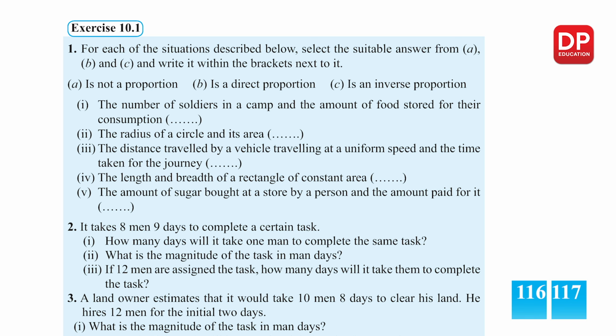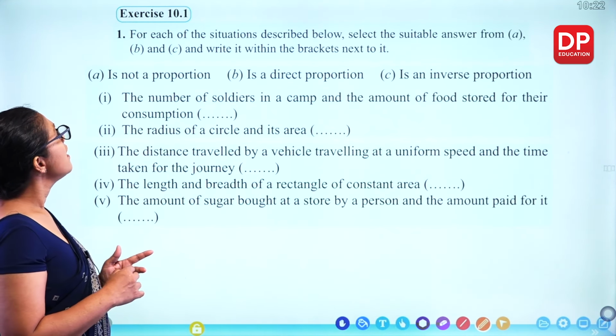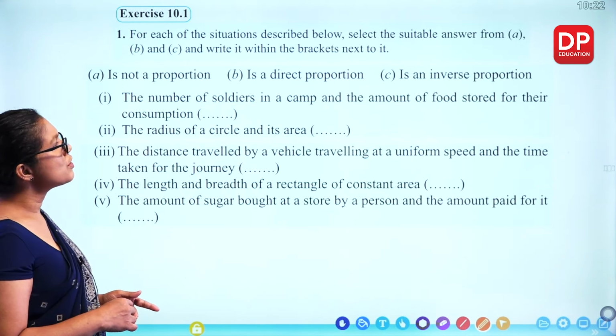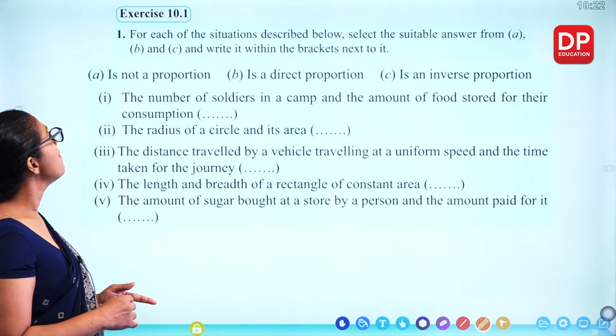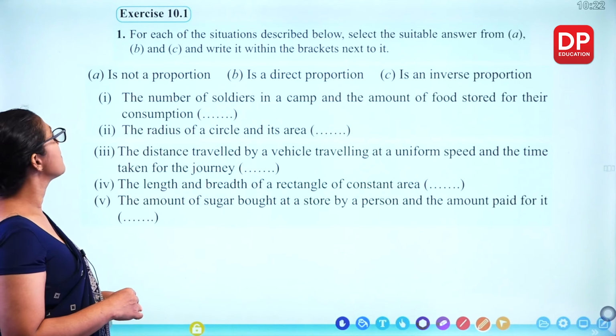Now we'll look at exercise 10.1 in your textbook, and you need to answer these questions. For each of the situations described below, select the suitable answer from A, B and C and write it within the brackets next to it.